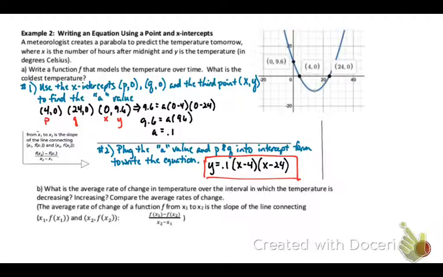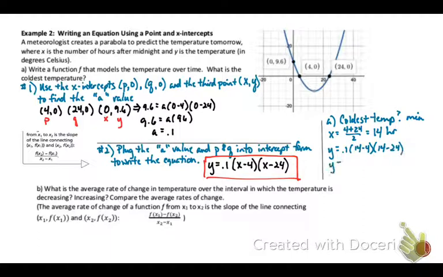Now, what is the coldest temperature? So that's going to be the minimum temperature. So we're concerned with the vertex. Now, the x value of the vertex will tell us how many hours after midnight this coldest temperature occurs. So let's find the x value. So 14 hours after midnight, and then we'll plug in 14 for x and find out what the coldest temperature is. It's negative 10 degrees, and remember that we are in Celsius.